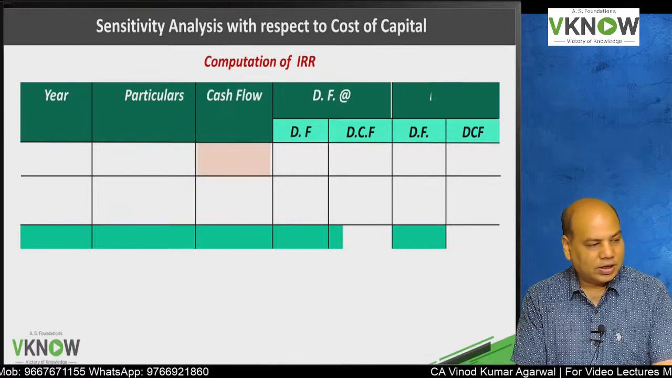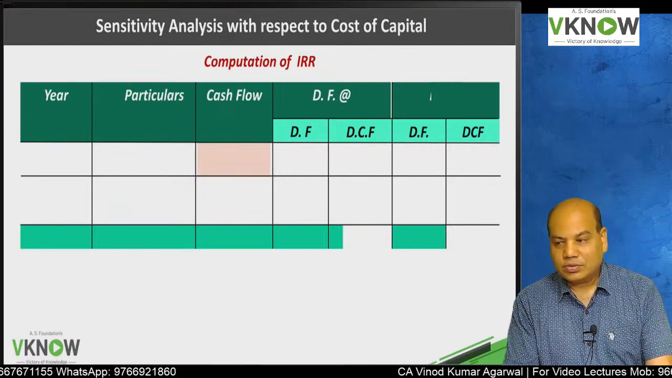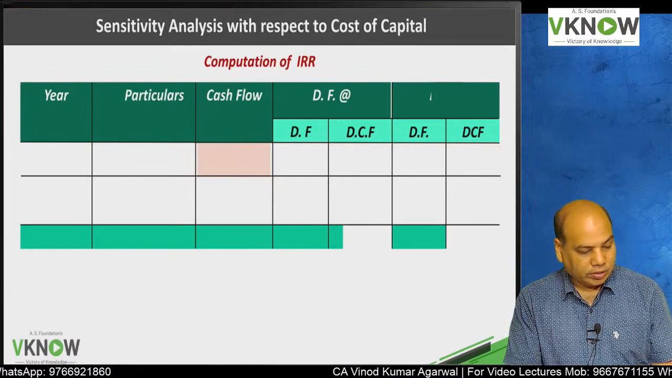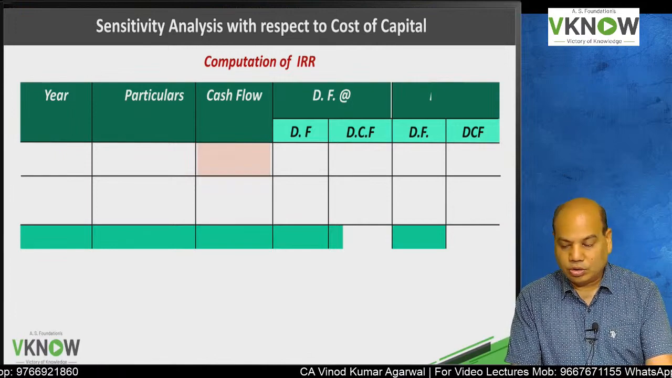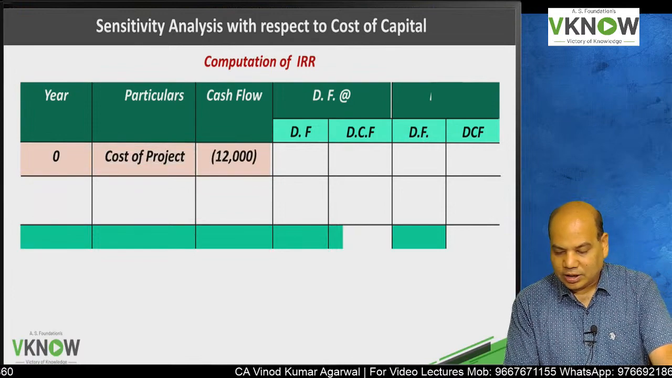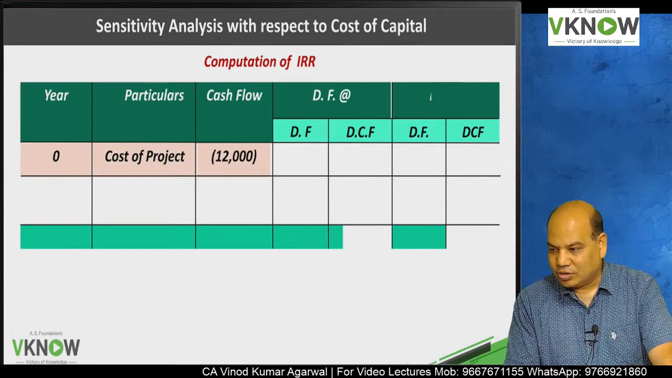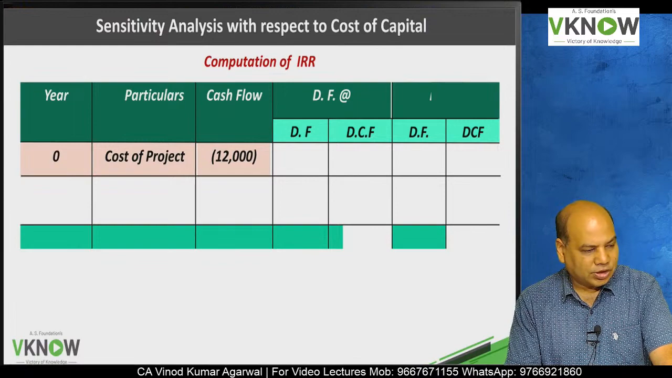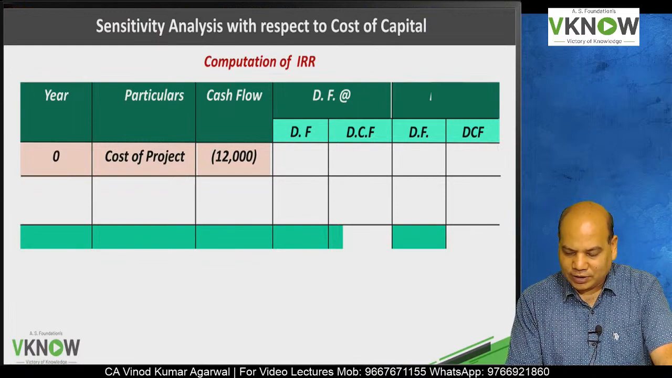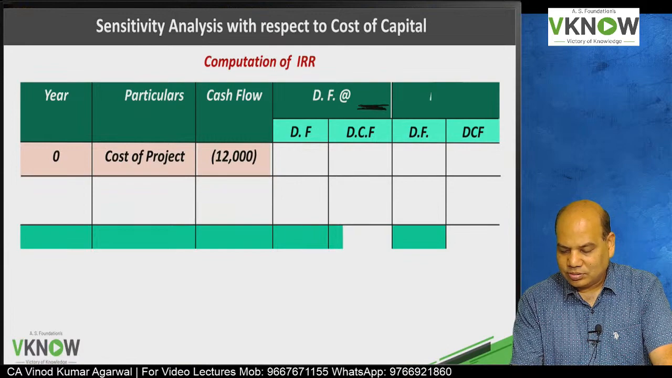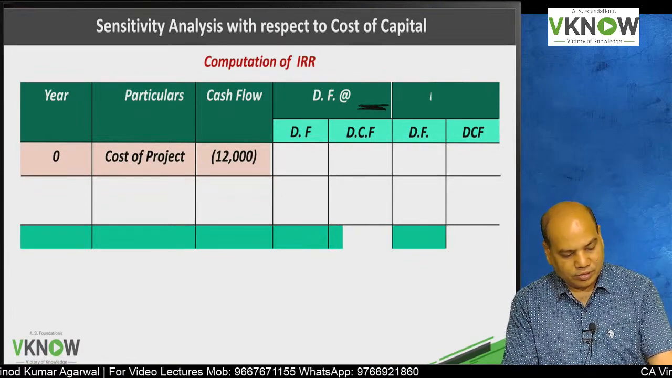Write down sensitivity analysis with respect to cost of capital. Under that write computation of IRR. Then you draw this format for IRR calculation: year, particular, cash flow, discounting factor, at the rate of. I will ask you the discount rate later. What will be your starting rate?